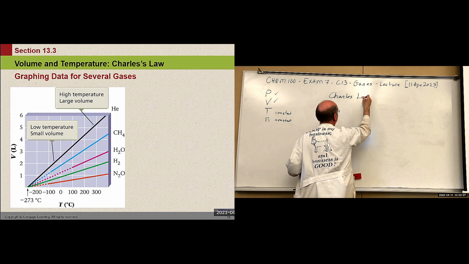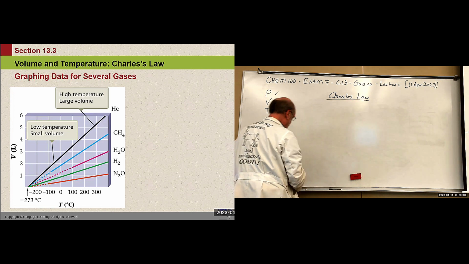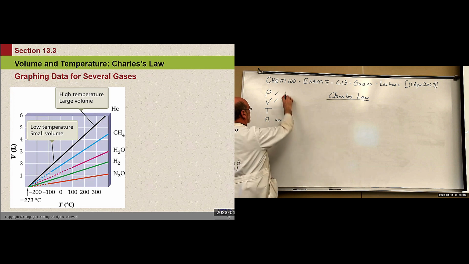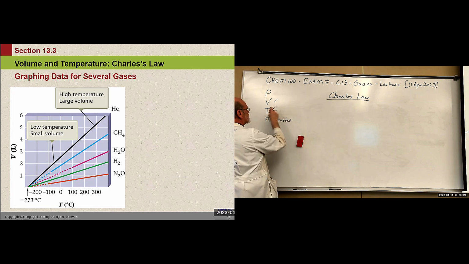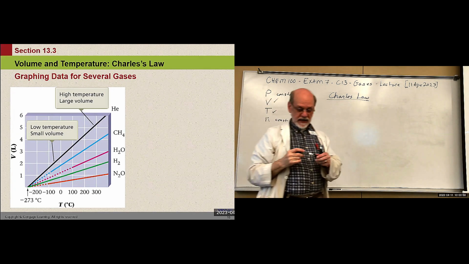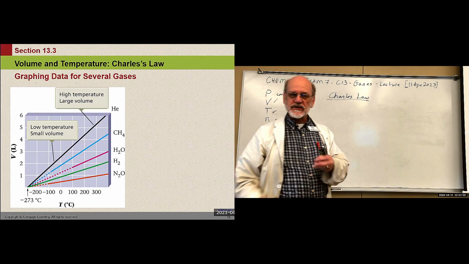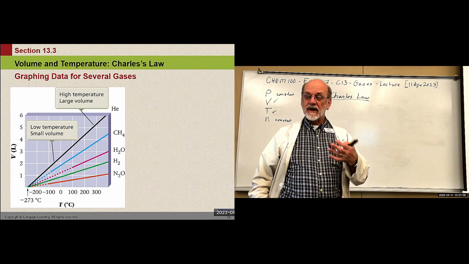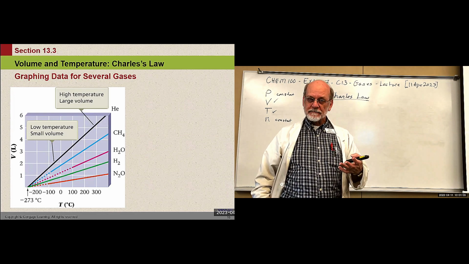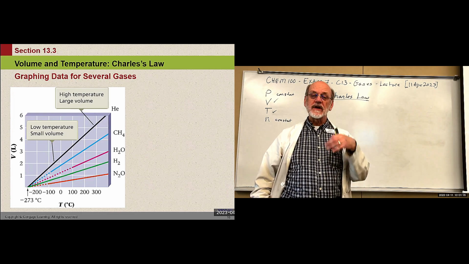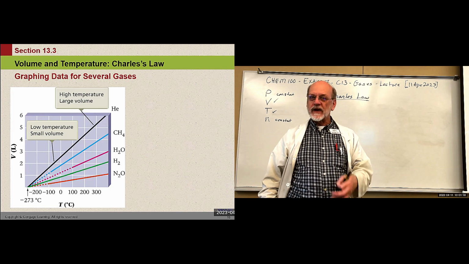Charles' law. Okay. Charles' law is interested in temperature versus volume. So that means pressure has to be constant and number of moles has to be constant. And this is just an illustration of what happens to the volume when you change the temperature. It's a straight line relationship and it's a direct proportion. As the temperature increases, the volume increases for every gas.